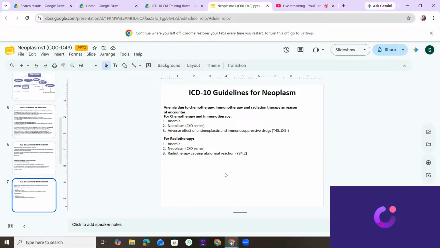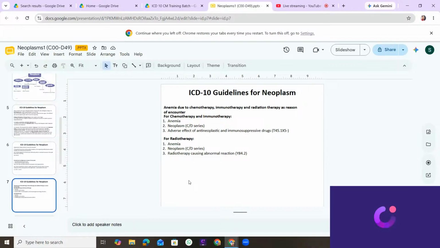Third is the adverse effect of the antineoplastic and immunosuppressive drug, which will come from the T45.1X5 series code. So we need to select three codes. First is the anemia, second is the type of neoplasm, and then the adverse effect of the chemotherapy or immunosuppressants. For radiation therapy, we have the same sequencing: first is the anemia, second is the neoplasm, and the third code will be for the radiotherapy causing abnormal reaction, which will be Y84.2.